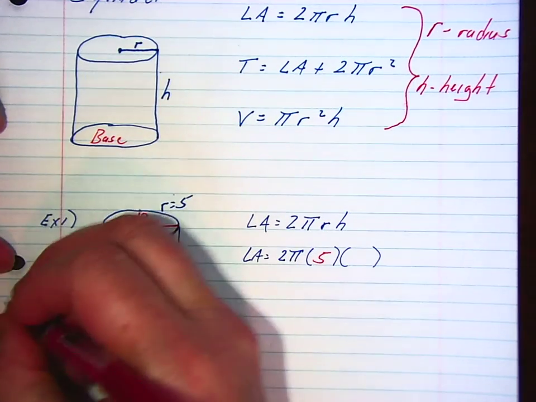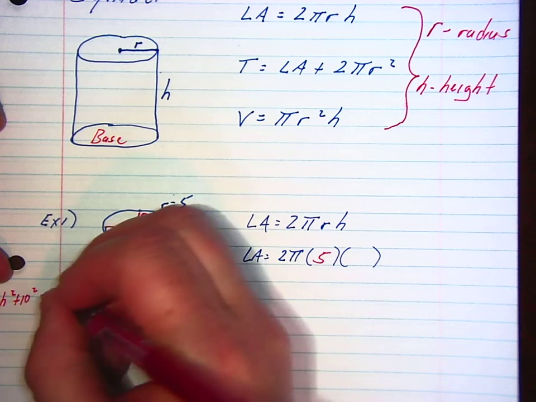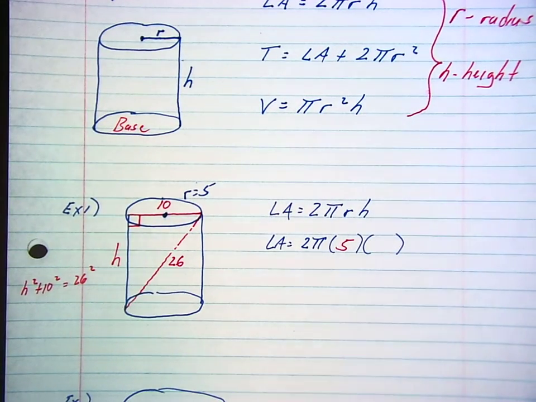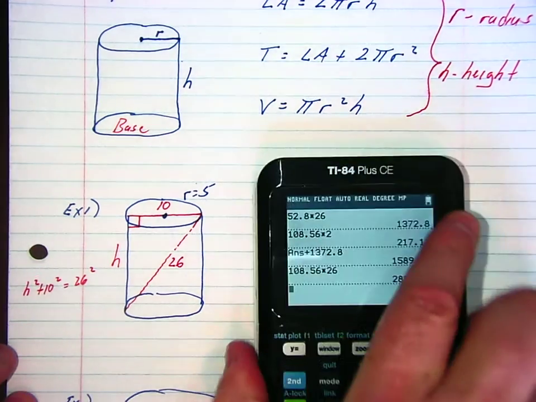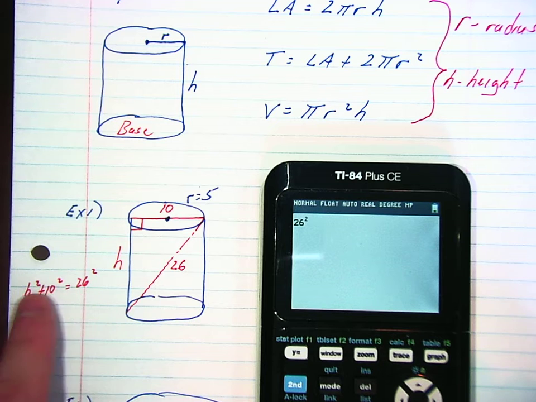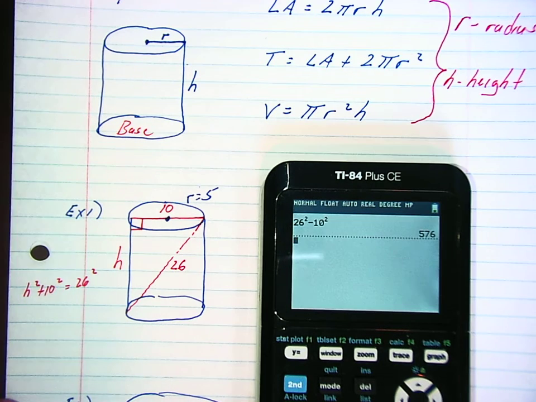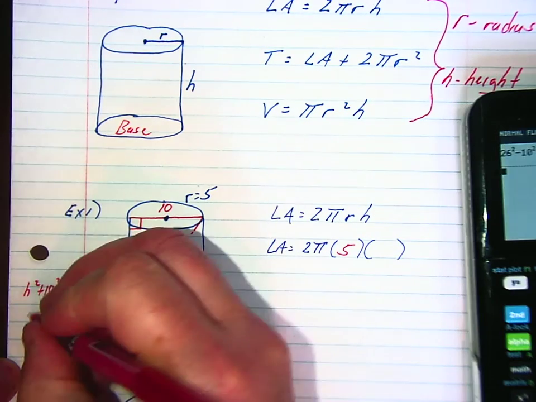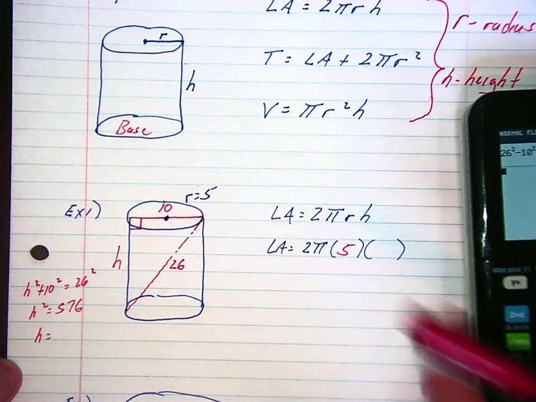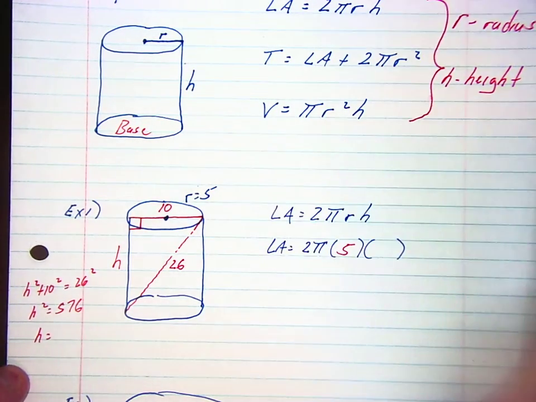So I can say h squared plus 10 squared equals 26 squared. And now you're just going to use your calculator to find that height. So I'm going to need 26 squared, and then I'm going to subtract this 10 squared over. And that's going to give me 576. So that's what h squared equals. I'm going to take the square root of that. That's going to give me 24. So there's my height.